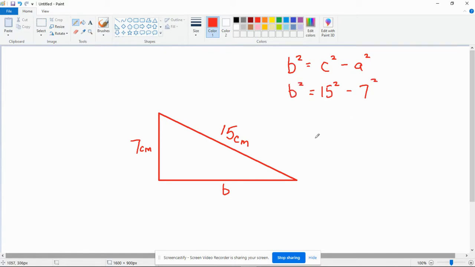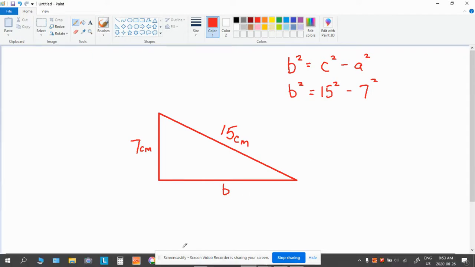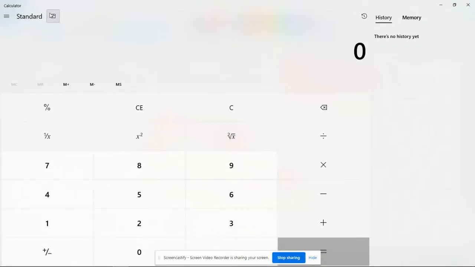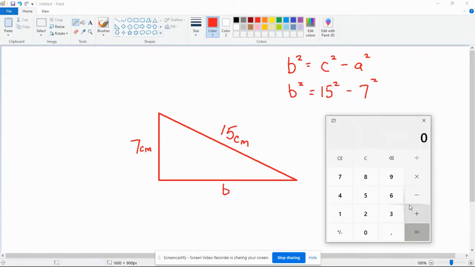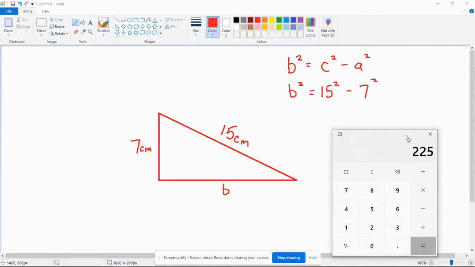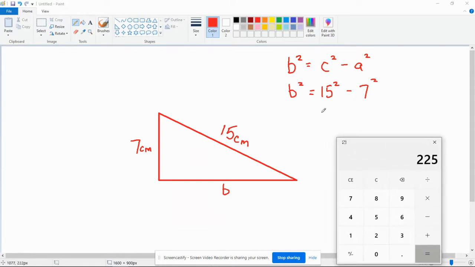Now we just have to do the math. And this is where calculators come into play here. So feel free to use your calculator. Okay, so 15 squared, so 15 times 15, remember that's what it means, would be 225. So you're going to write this down here as 225 minus, and you should be able to do 7 squared in your head, which would be 49. And then that equals B squared.